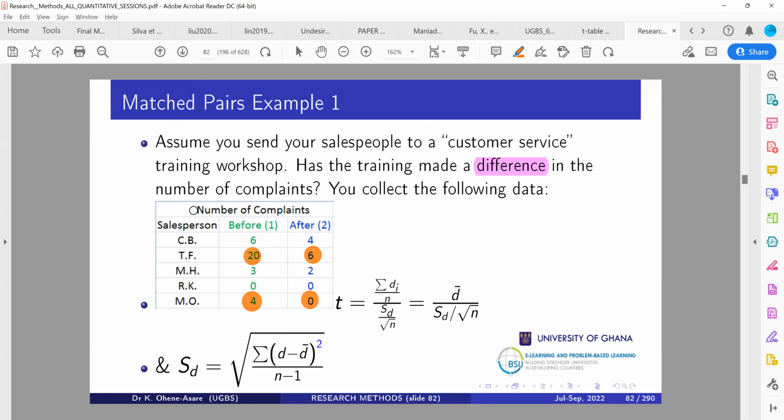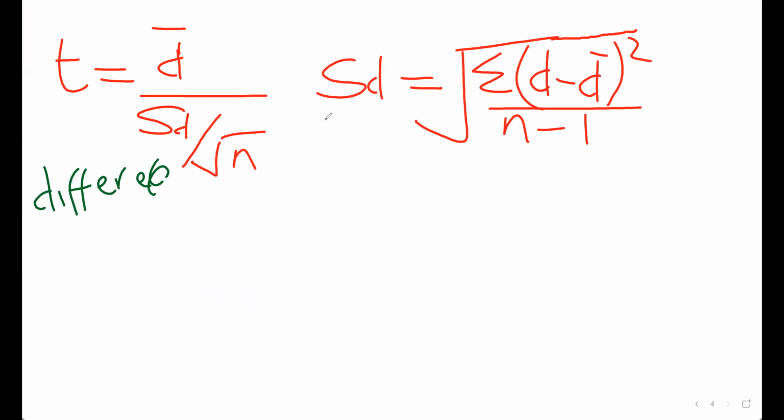If you look at the data set, you have here complaint before and complaint after. When you look at complaint before and complaint after, you will see that there's a before and then there's an after. So what the difference here means is that you have to find the difference between each number for each person. So that means you have to create a table. So watch the table I'm going to create.